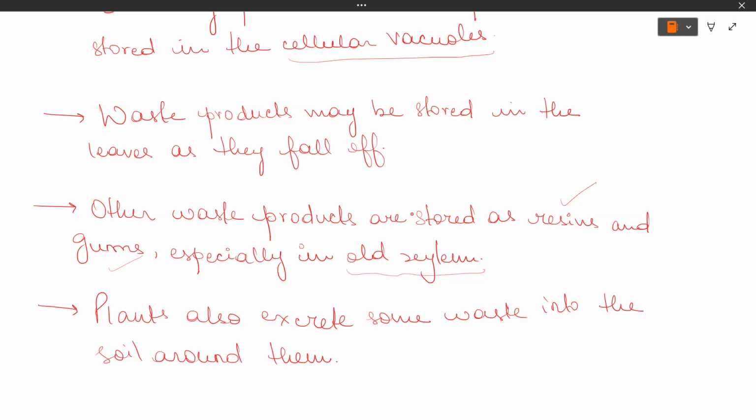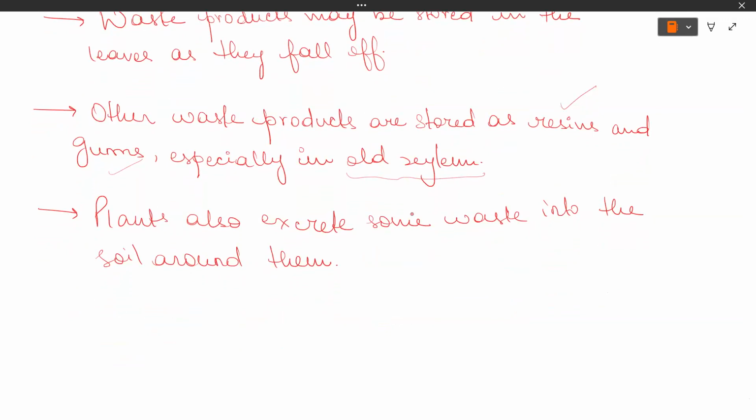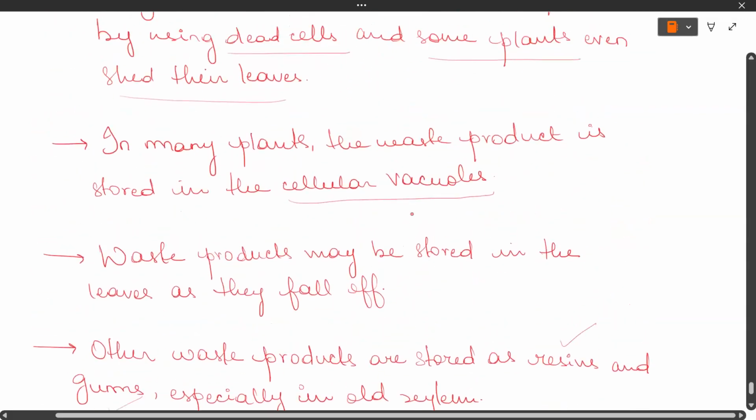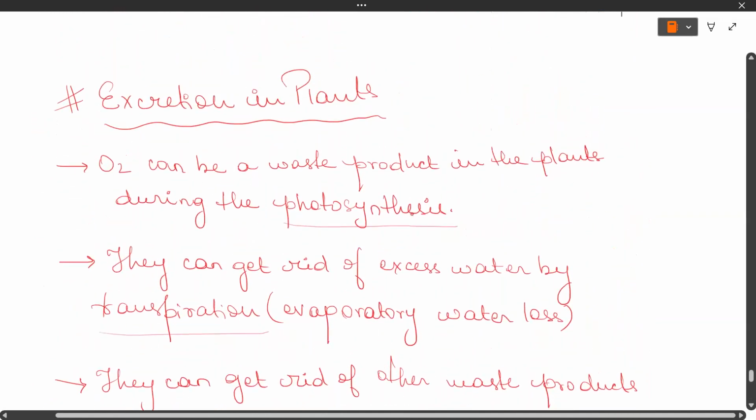And apart from all these activities, the plants would also excrete some waste into the soil which is around them. So by these mechanisms, the plant can actually get rid of the waste. Is it clear?